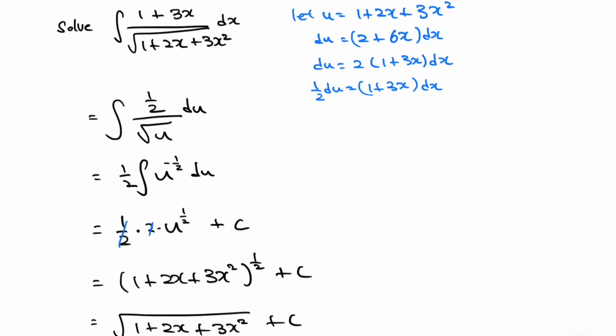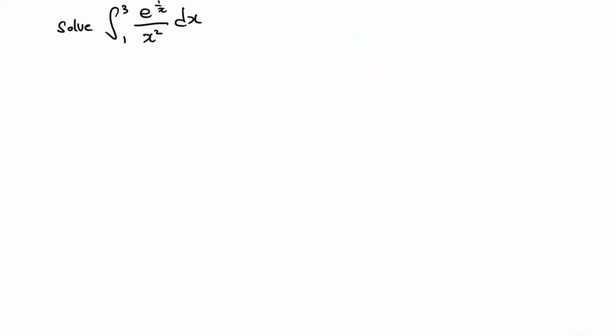Now, let's try our definite integrals. Solving definite integrals by substitution involves one more step, which I will show you very soon. But the first step is still the same. We're going to choose our variable u to represent something that will simplify our original equation. And this time, I'm going to choose our substituting variable u to be 1 over x.